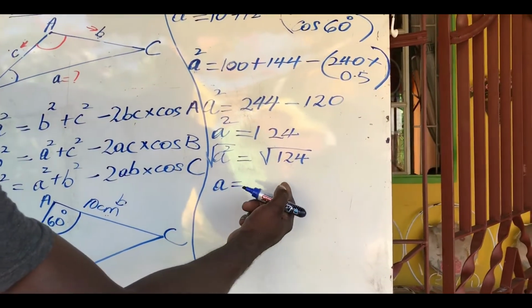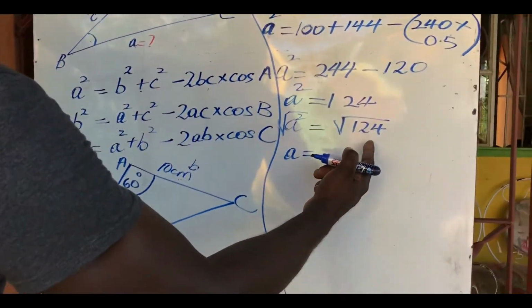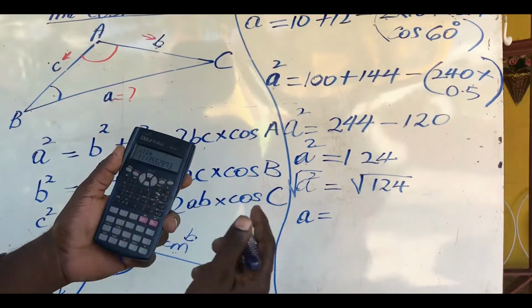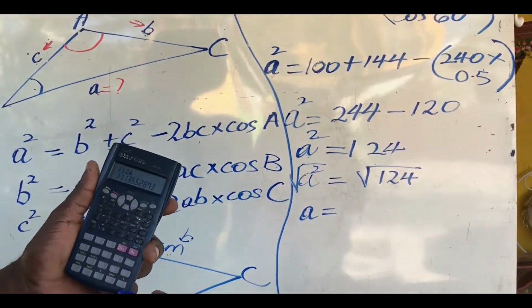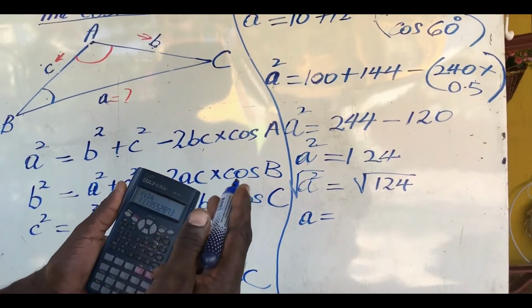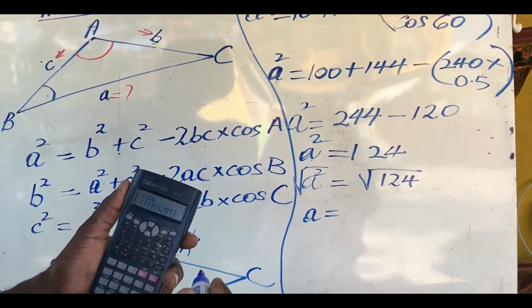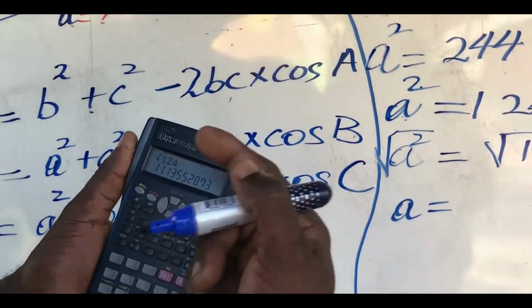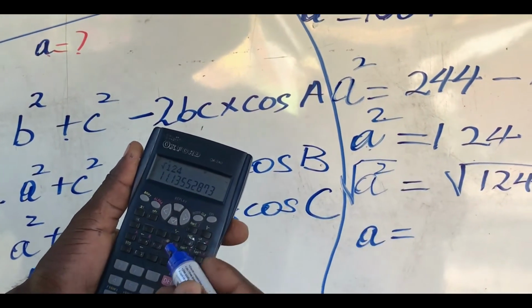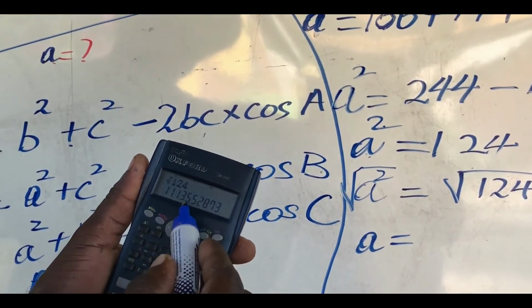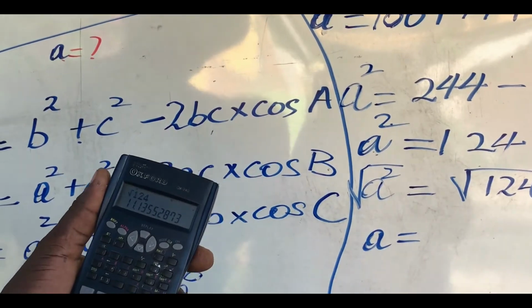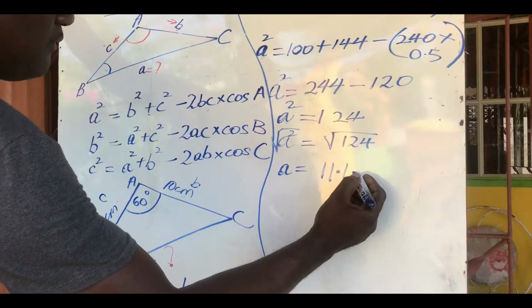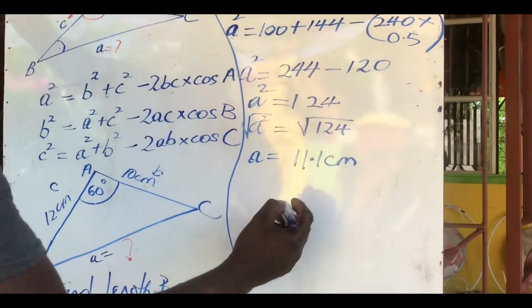Now, because 11 times 11 is 121 and 12 times 12 is 144, clearly when you find the square root of 124, it must lie between 11 and 12, because 11 times 11 is 121. So when you find the square root of 124, you get 11.1355 something. Now let us say we want to round it off to one decimal place: 11.1 centimeters.